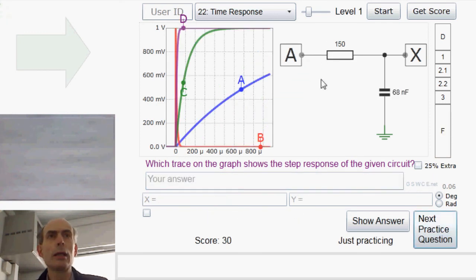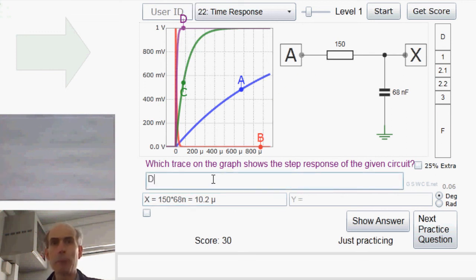Yep. Again, it's an RC circuit, so when the step happens here, the voltage on this plate of the capacitor doesn't change immediately. It will start to increase as the capacitor is charged up by the current flowing through this 150 ohm resistor. And it will do that with a time constant of 150 times 68 nanofarads, which is 10.2 microseconds. So, which one of these is moving up? And it looks like it might get 63% of the way at around 10 microseconds. Answer D is the only possibility.